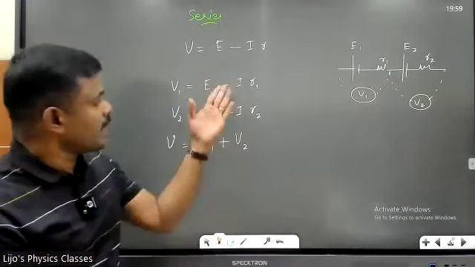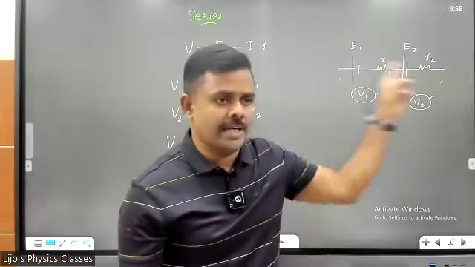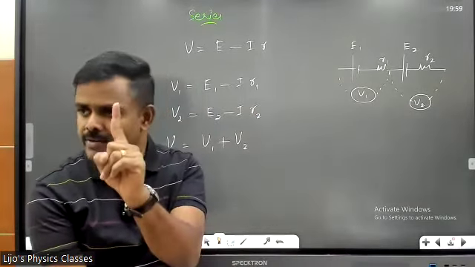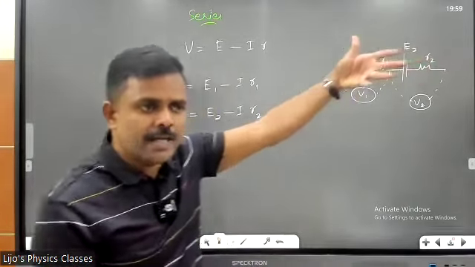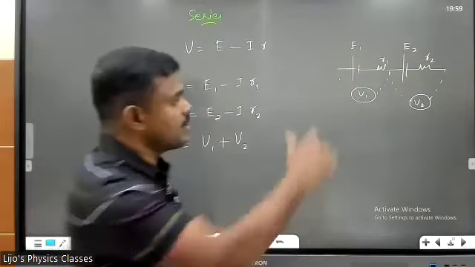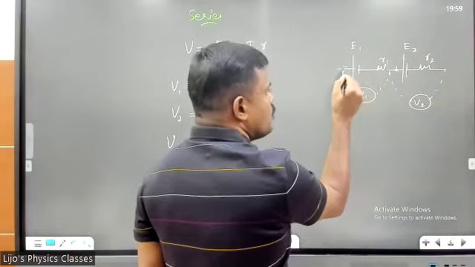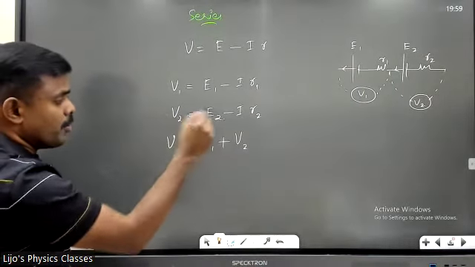Then you may ask, why can't we write I1 and I2? Because it's a series combination. In series combination, there is only one current. Current does not branch. There is no second path for the current. The same current will flow through both the cells. That is why I'm writing I for both.